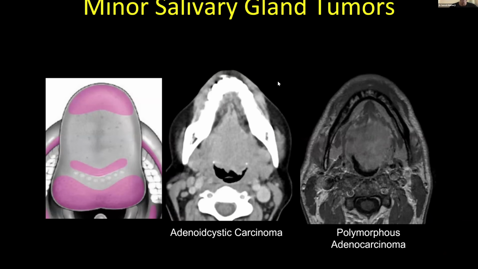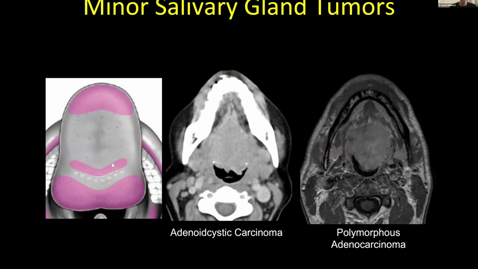Now, the third most common tumor to involve the tongue base is going to be of minor salivary gland origin. Now, why is that the case? Well, the reason is that when the head and neck is developing, the majority of the mucosa is going to be basically epithelial tissue. And also, you're going to have muscles and so on and so forth.